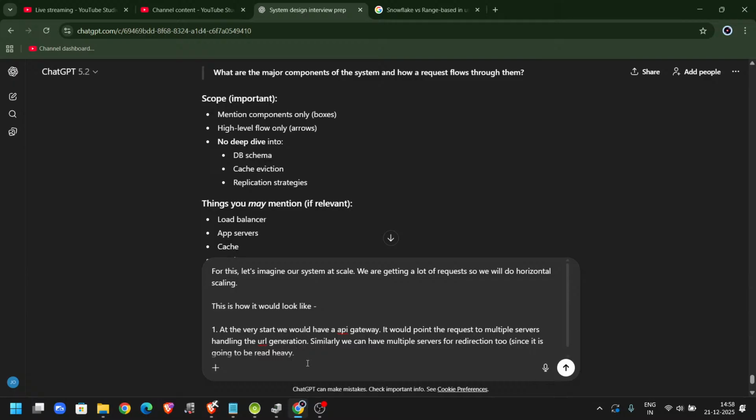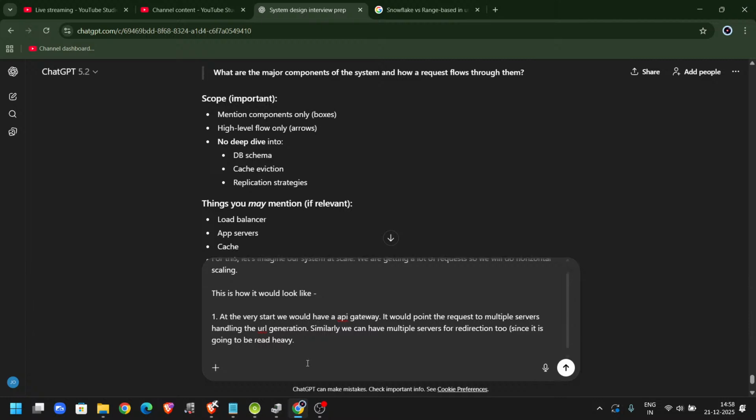I think we still need a server to just capture the request and then ask the cache, etc., because it does not directly go to cache. It goes to the server and then goes to either cache or the database, depending on the situation. So yes, we can have multiple servers.